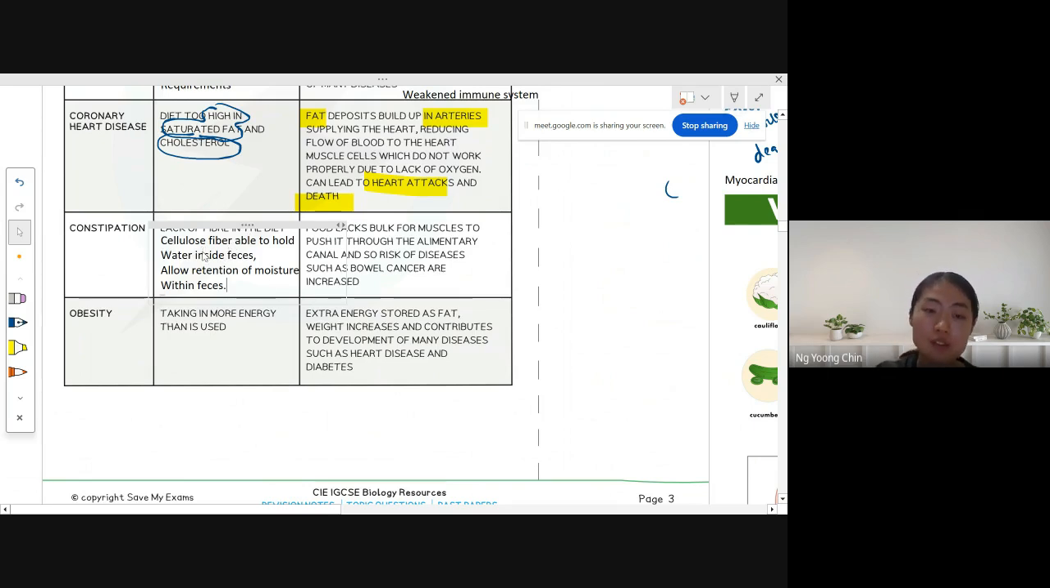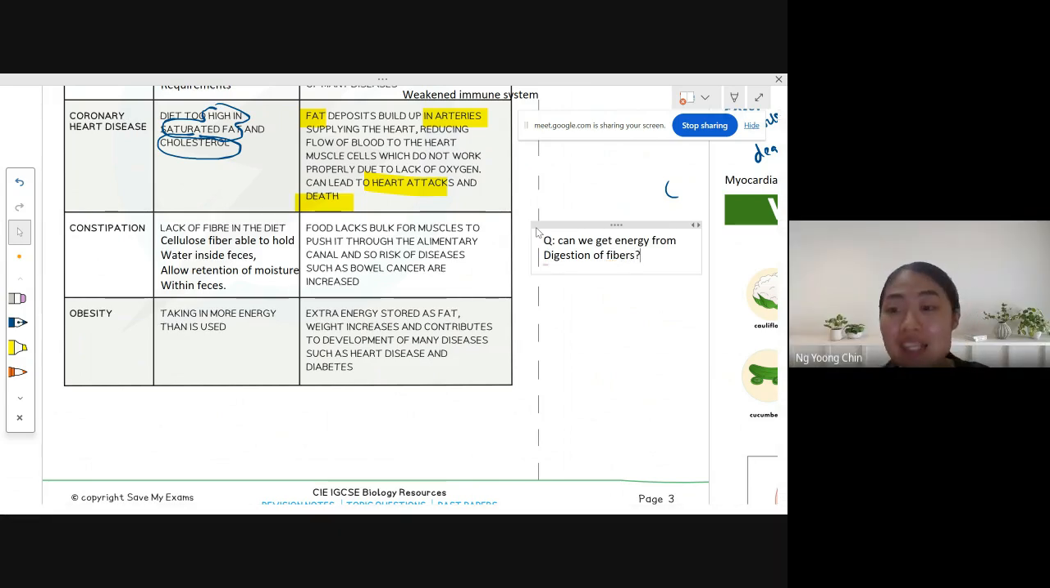So that means you already understand why your parents ask you to eat a lot of vegetables and fruits every day, because you need a supply of fiber, okay? Ethan Suyang, can I ask you, do you think we can get energy from the fiber? The question is like this: can we get energy from digestion of fiber? Can or not? No. No, correct. Your answer is correct, but why?